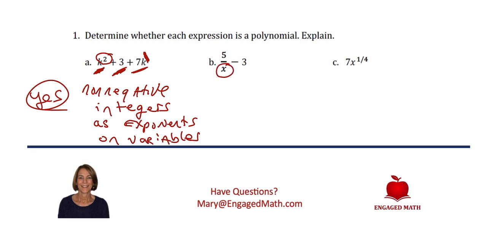Whereas b has an x in the denominator. The x in the denominator is really an exponent of -1. So we cannot have an exponent on the variable that's negative. So the answer for B is no.